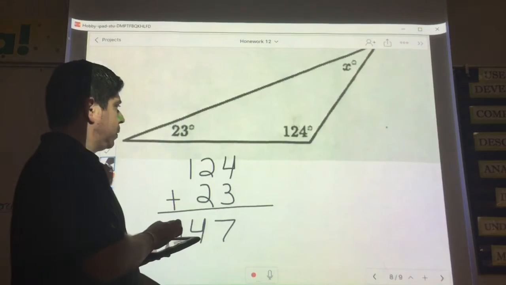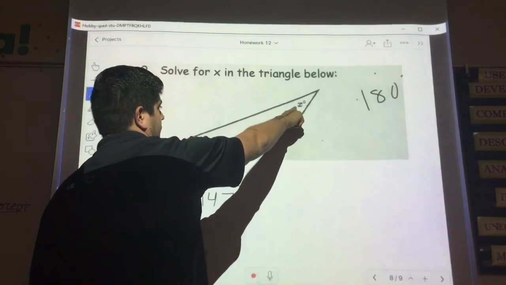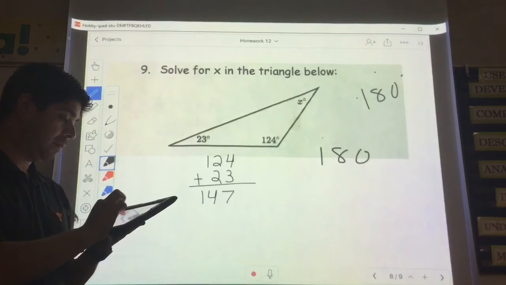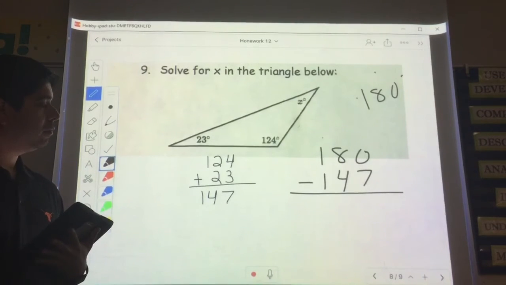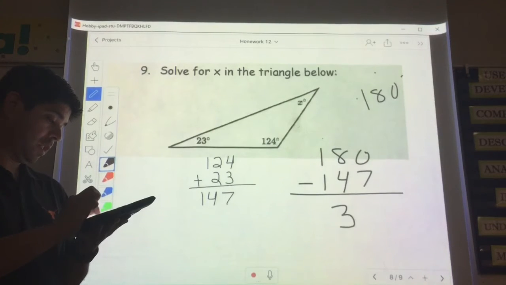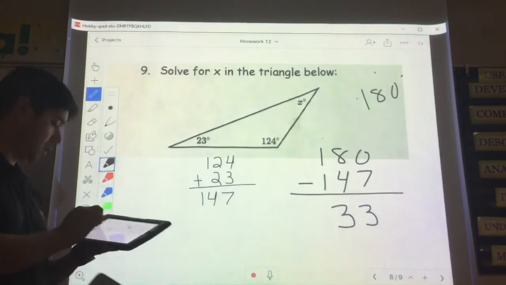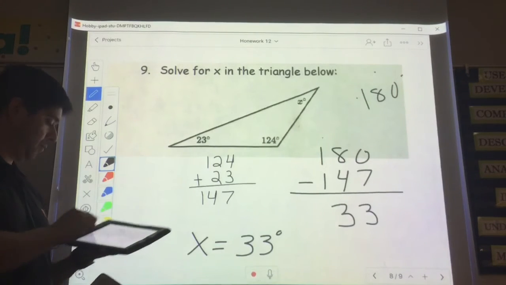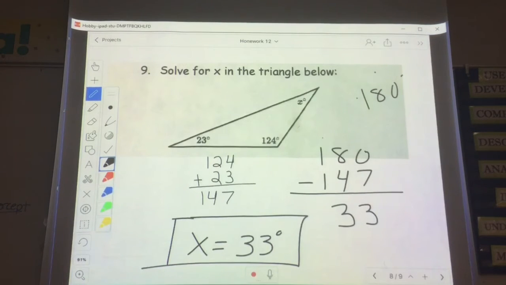So now I just have to find the difference between 147 and 180 degrees, because that's going to give me what my last angle is. So 180 minus 147. You would get 33 degrees, or 33 is the answer. So that's what my x is. So x equals 33 degrees. Alright, there we go.